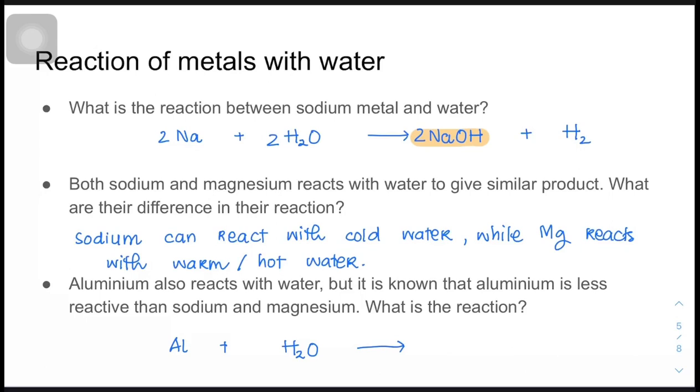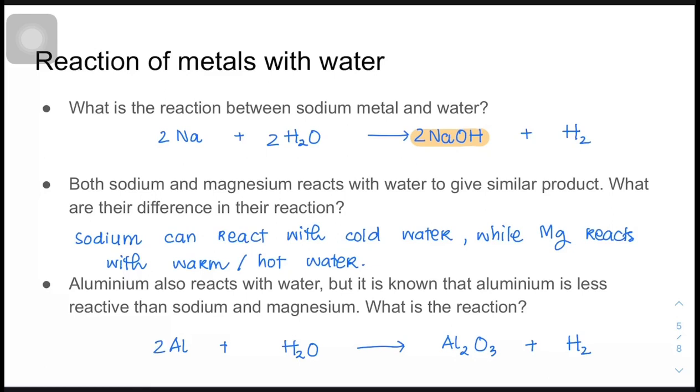That is why when we dip iron into the water and we leave it for quite a while, it will form a rust, which is some sort of iron oxide. So it will also form the oxide of aluminum, which is aluminum oxide, Al2O3. And it's still not balanced. We need to balance it out by adding some hydrogen gas.